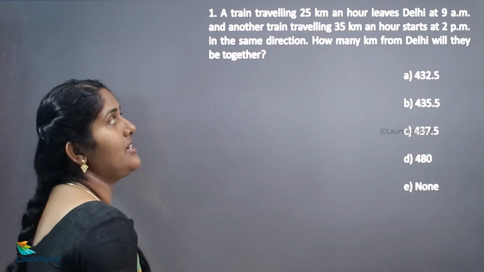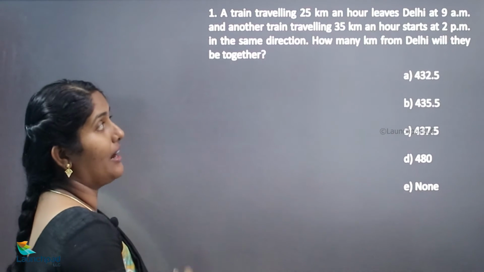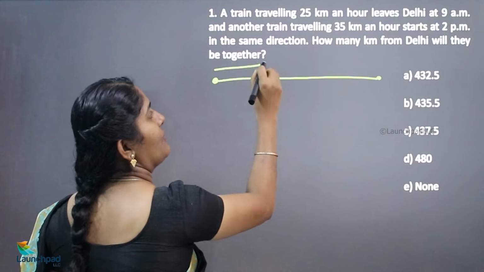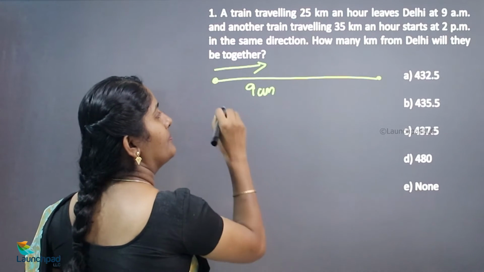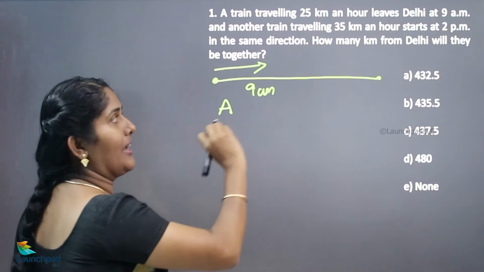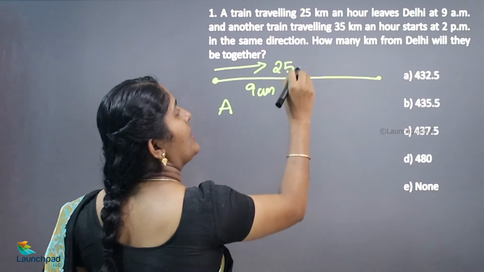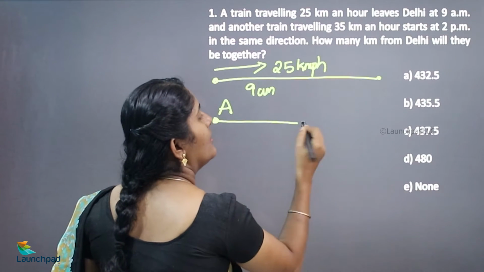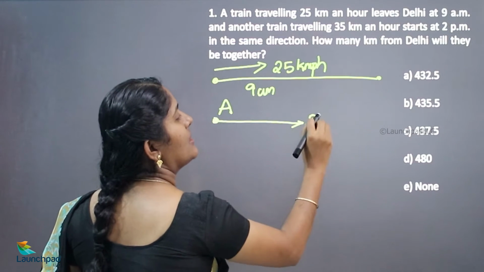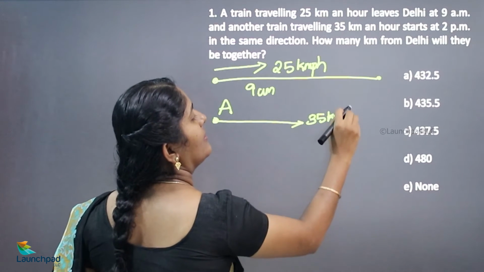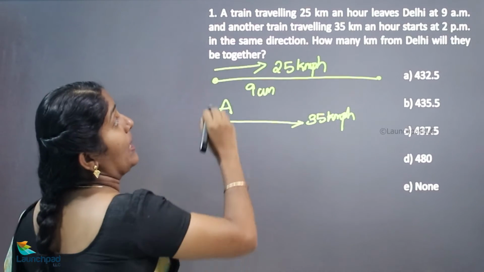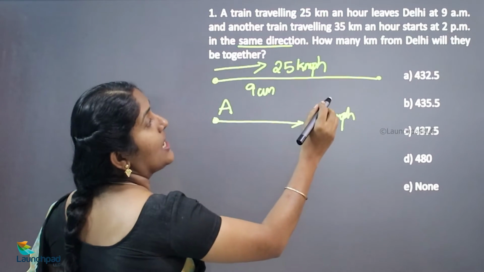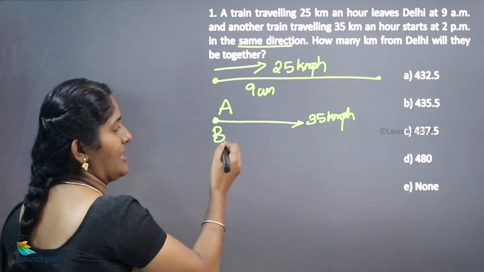Your question is, a train traveling 25 km per hour leaves Delhi at 9 am. We can consider this train A, at the speed of 25 km per hour. From B, the train speed is 35 km per hour. Now in the same direction, how many kilometers from Delhi will they be together? This is the second train, B.